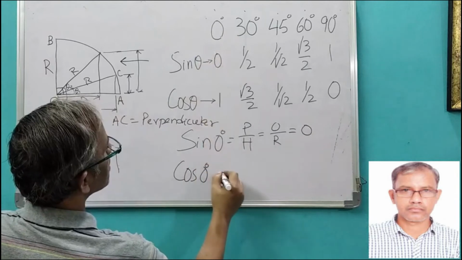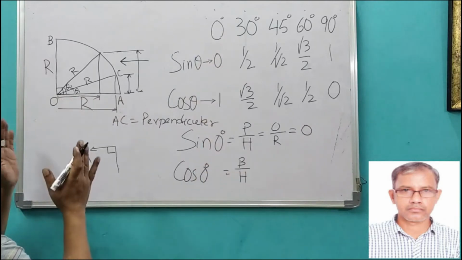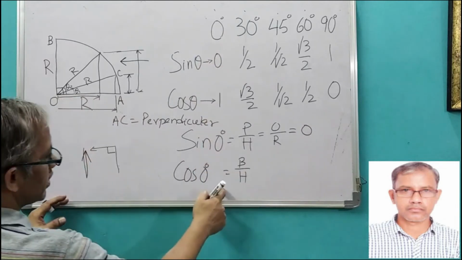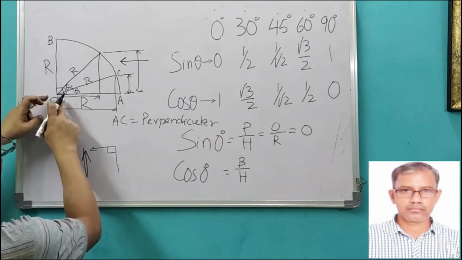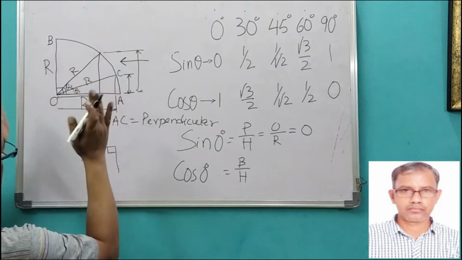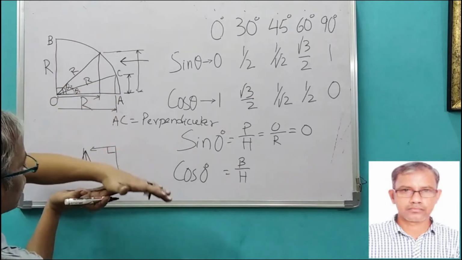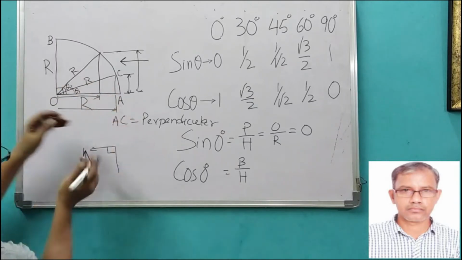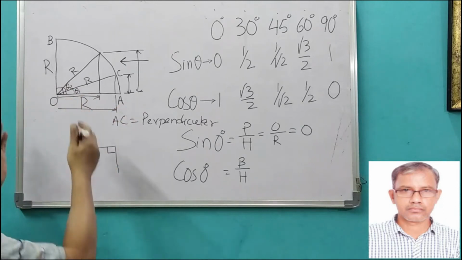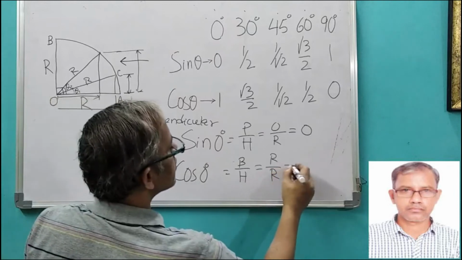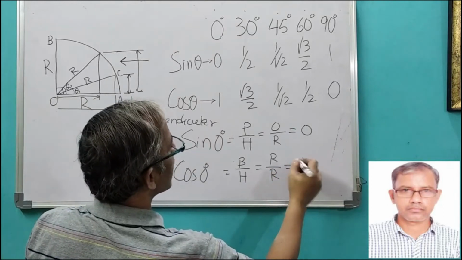Cos of 0 degrees is, you will be amazed to find, 1. How? I will show you. When the radius has not yet started to rise above the base, what we are going to see is the full length, that is the r. So the ratio becomes r by r, that is 1.